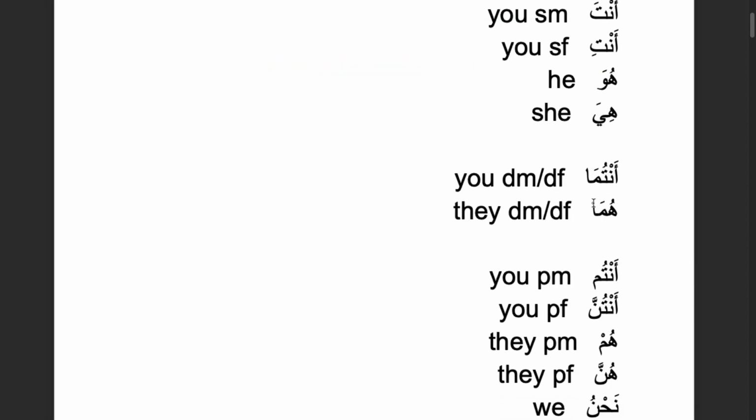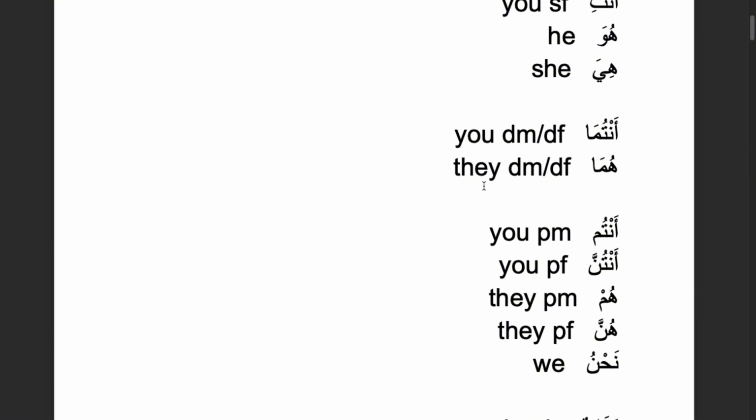Then we have the duals, because in Arabic, we don't just have singular and plural, we also have dual. So we have singular, which is one, we have dual, which is two, and then we have plural, which is basically three and above. So here we have antuma, which is you, dual male or dual female. This is used for both, speaking to two males or two females. Huma, which is they, dual male or dual female, same thing, can be used for both male and female.